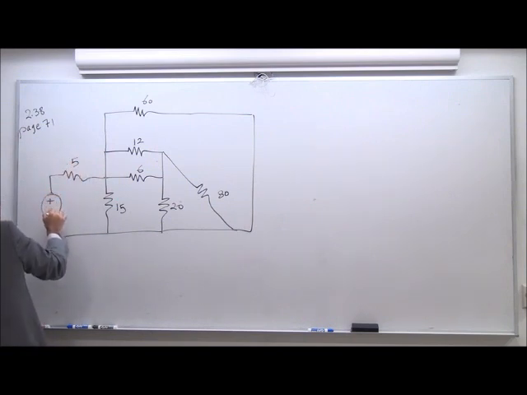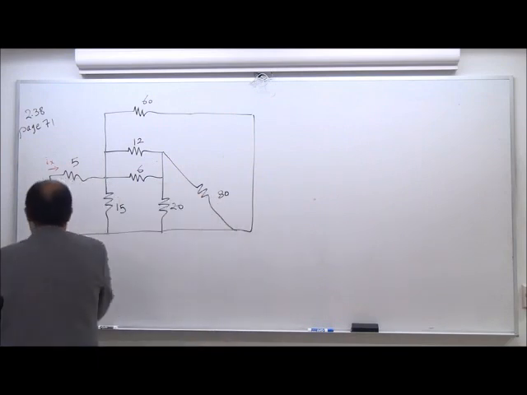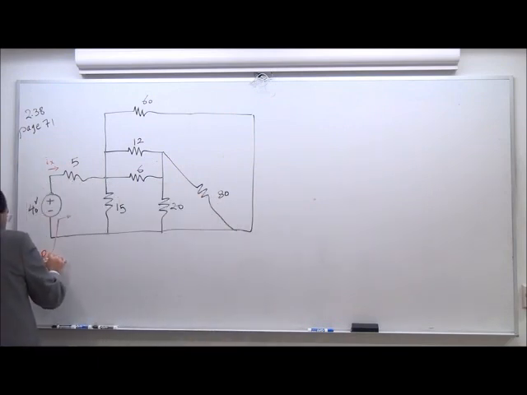And a voltage source of 40 volts. The questions are: I want to find this I, and I also want to find R equivalent that is seen from this angle. This red one is not working, so I'm going to see if this red one is helping, from this angle.